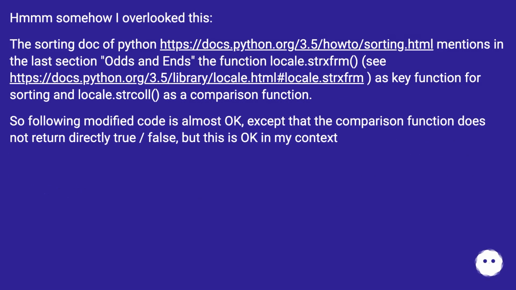Somehow I overlooked this. The sorting doc of Python, at this URL, mentions in the last section, Odds and Ends, the function locale.strxfrm, see this URL, as a key function for sorting, and locale.strcoll as a comparison function. So the following modified code is almost okay, except that the comparison function does not return directly true or false, but this is okay in my context.